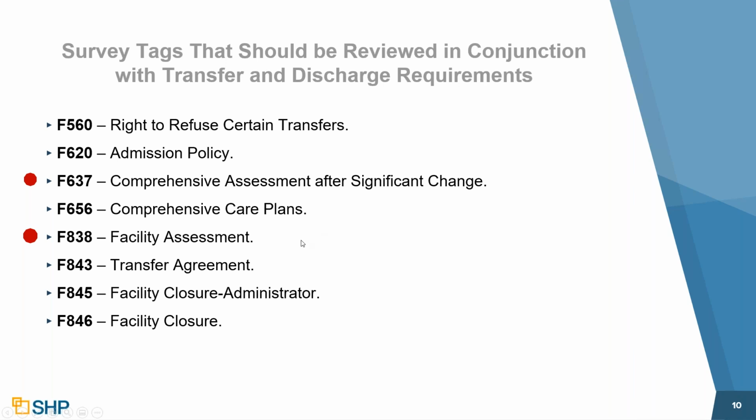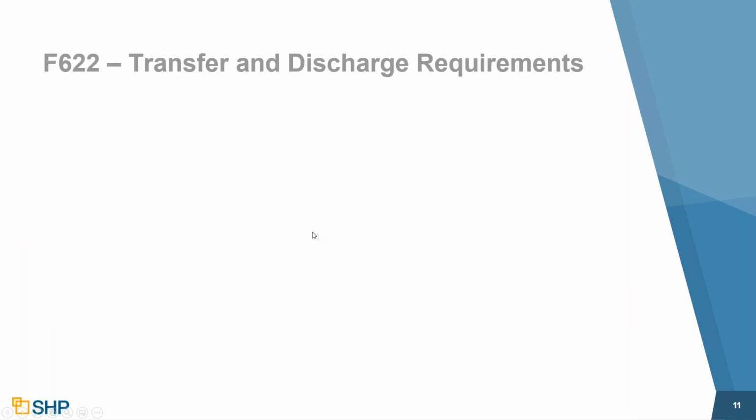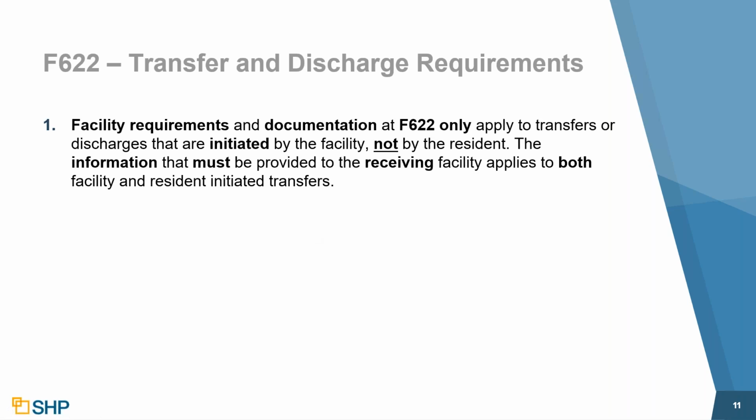Now, remember, there's some waivers on that, but this is one of the tags they are beginning to look at, is what's in your facility assessment. So I would encourage you to take a look at your facility assessment. Does it identify the types of residents that's in your facility? So let's start with tag number 622, transfer and discharge requirements.